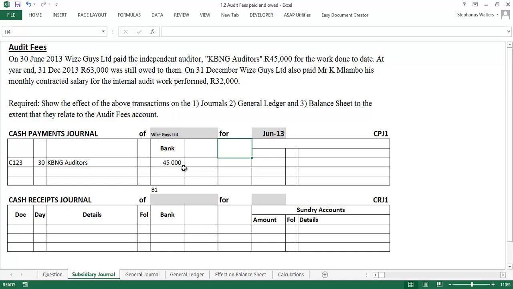There's going to be no column for audit fees, so we're going to record this all in the sundry accounts column, 45,000 Rand. My details is going to be audit fees. And this is an expense, and we know this is an asset. Great. So then we can post this to our ledger.